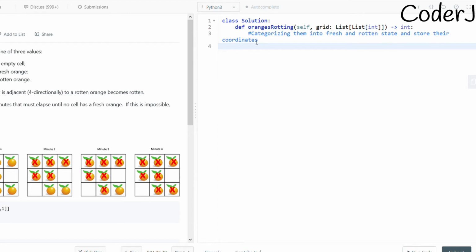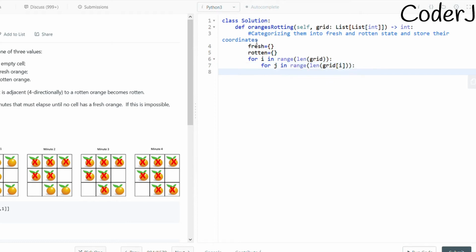For that, what do I need? I think I'll use a dictionary. If you are using C++, you can use a map also. So fresh and rotten. Now let's actually traverse throughout that whole grid. For i in range of len of grid, and for j in range of len of grid of i. Yeah, I think that will do it.